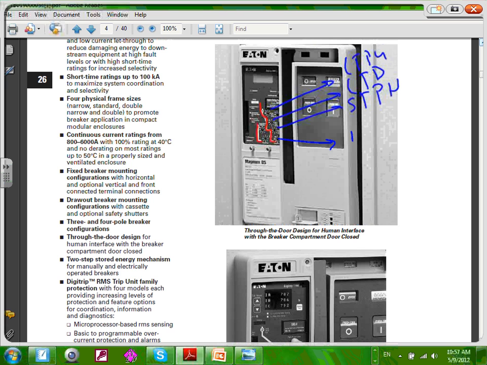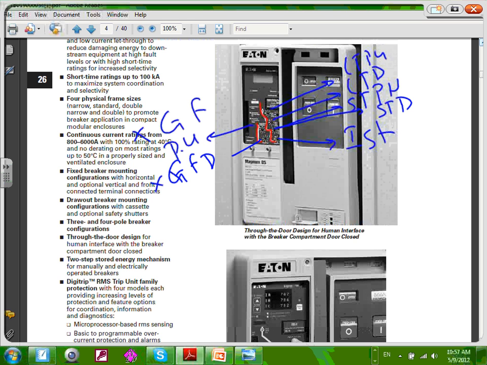This will be instantaneous. Am I missing something? Yeah, this one. There's one more here. Short time right here, short time delay. And for the ground fault, pickup and ground fault delay. These two values. Long story short, guys, on the face of the circuit breaker with a screwdriver, you're going to go right there and adjust the circuit breakers.